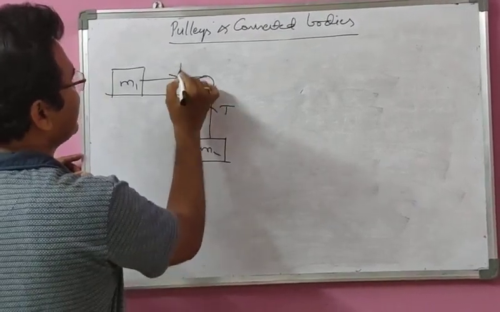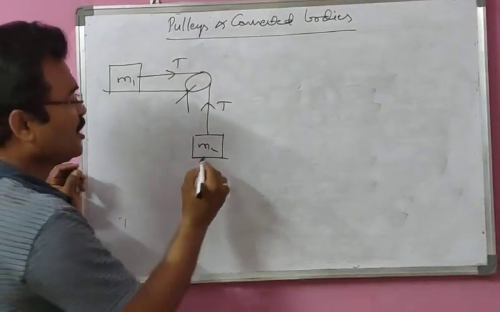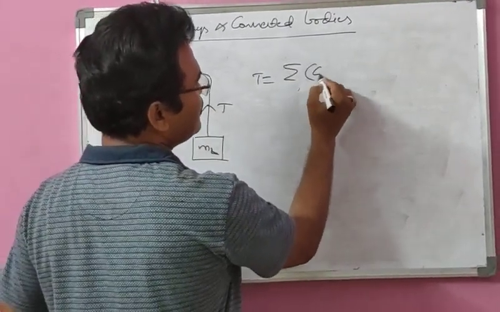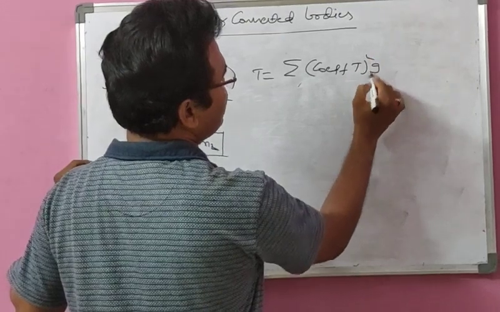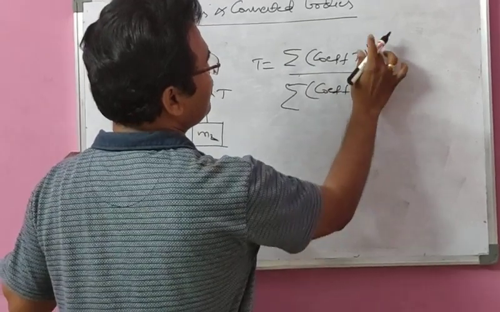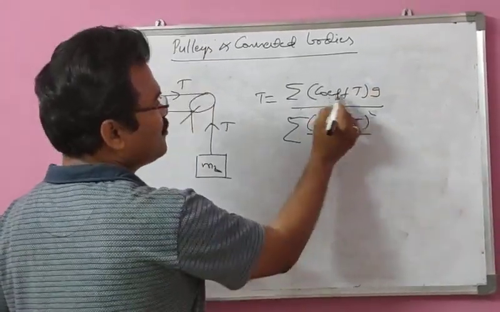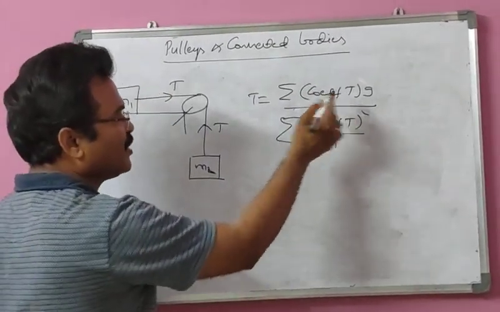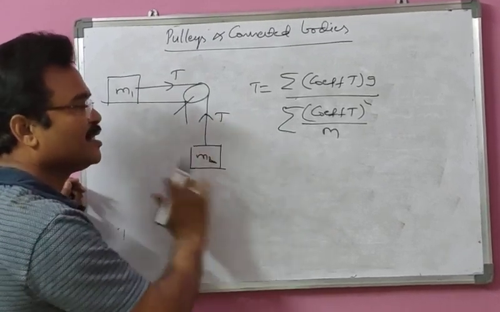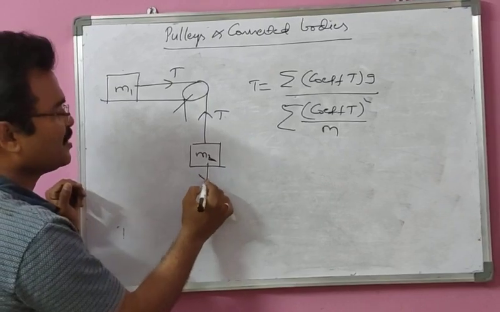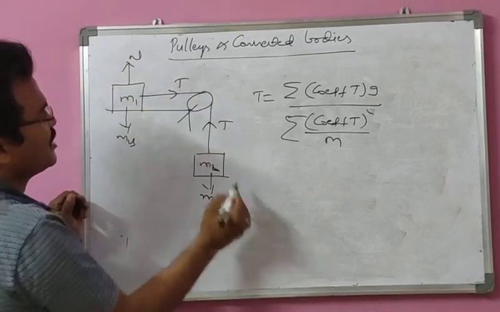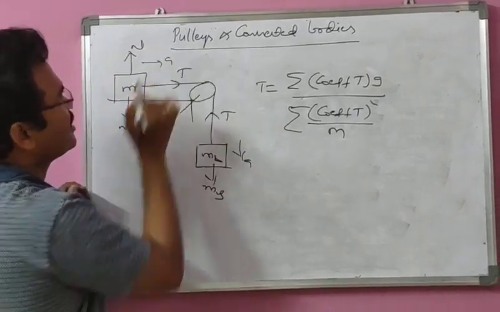Now tension T here. And here you have to keep in mind the coefficient while writing the formula, that means T equal to, as we wrote, sigma of (coefficient of T) squared times g, by sigma of (coefficient of T) whole squared, here not squared, by M. This coefficient of T means you have to write the coefficient of T which is balanced by some weight. If it is not balanced by any weight, don't write that in the numerator. Same in this case: the weight acts downward, but it is balanced by the normal reaction. It goes with acceleration in the horizontal direction.